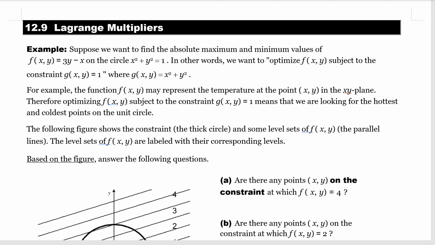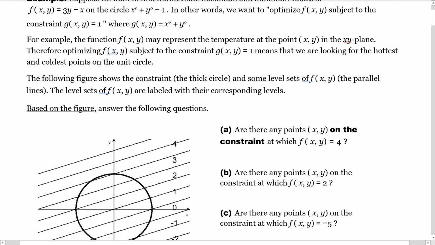For example, the function f may represent the temperature at the point x y in the xy plane. Therefore, optimizing f subject to the constraint g of x y equals 1 means that we are looking for the hottest and coldest points on the unit circle. The following figure shows the constraint, which is the fixed circle, and some level sets of f.